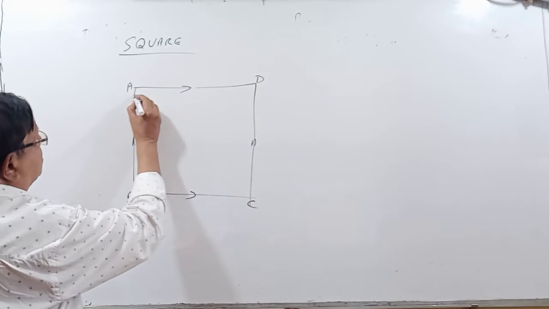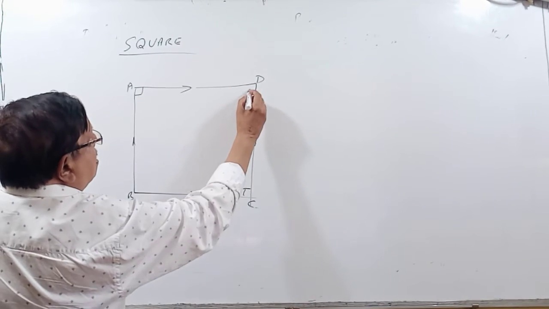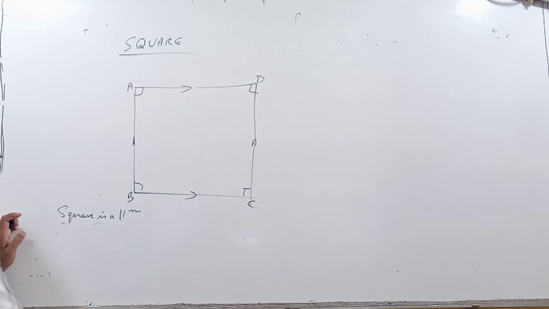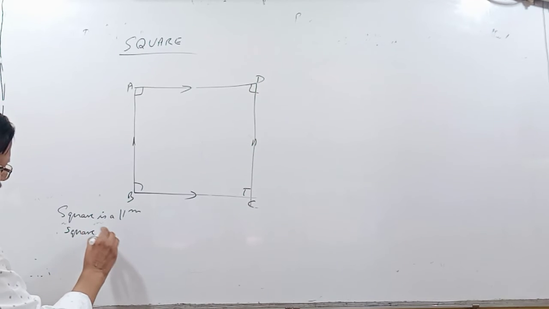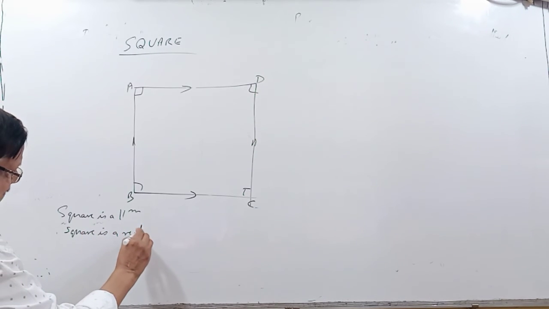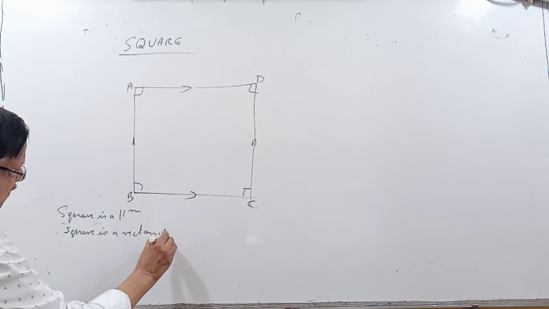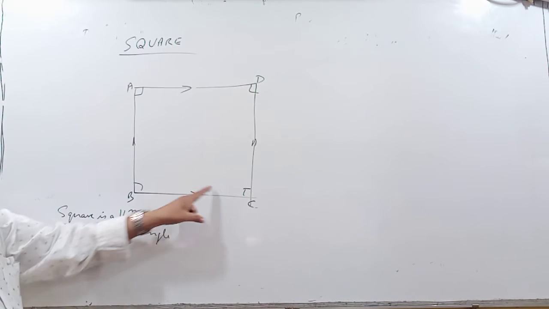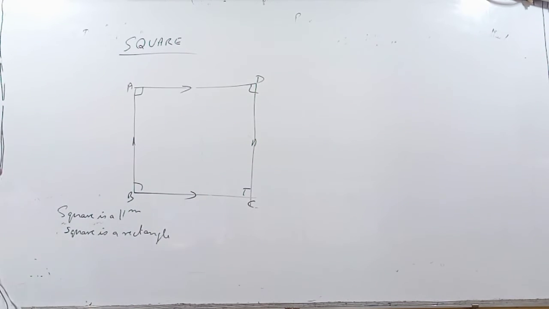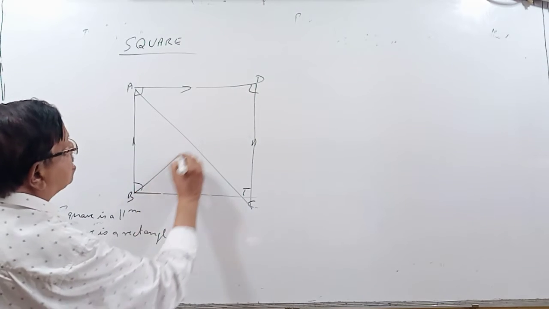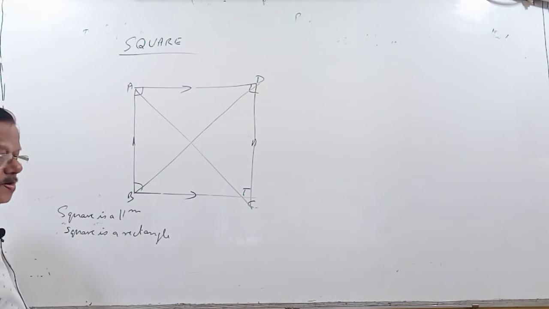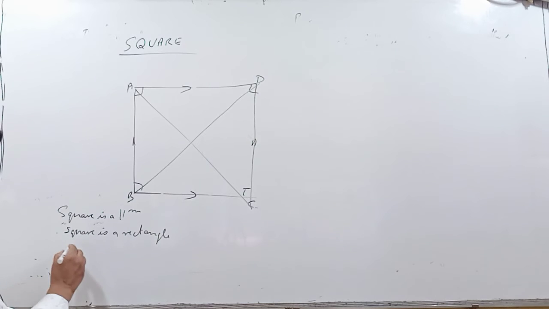All angles are 90 degrees, so it is called a rectangle. Square is a rectangle. The property of all angles 90 degrees comes from it being a rectangle. So it has got all the properties of the rectangle. What are the properties of the rectangle? Diagonals are congruent, AC congruent to BD.